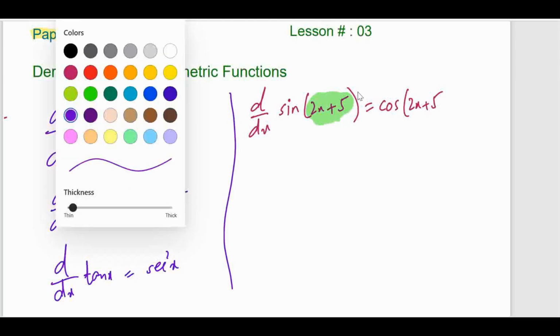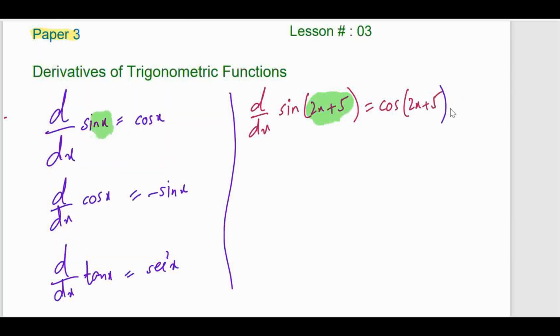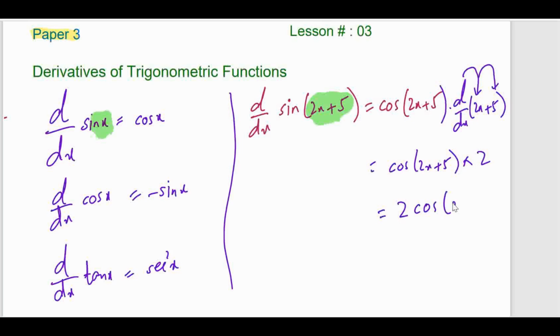But there is another thing we have to keep in mind, that we have to take the internal derivative. If we take the internal derivative of 2x + 5, we will get cos(2x + 5) into, now the derivative of 2x will be 2 and the derivative of 5 will be 0. So the final answer will be 2 cos(2x + 5). There is no need to write these two steps, but it is just for the sake of understanding. You can directly write d by dx of sin(2x + 5) is equal to 2 cos(2x + 5).